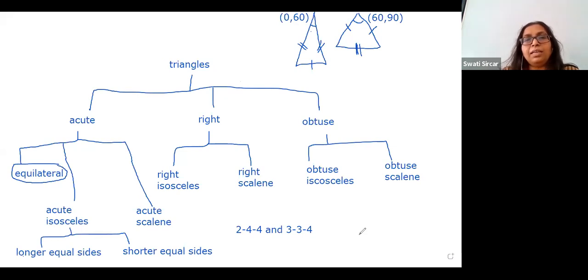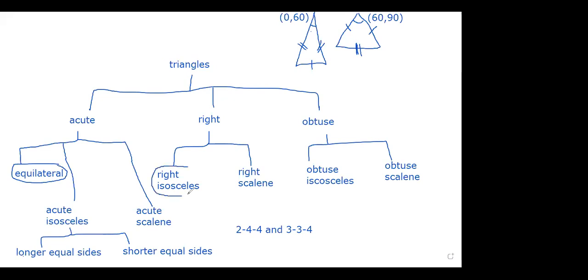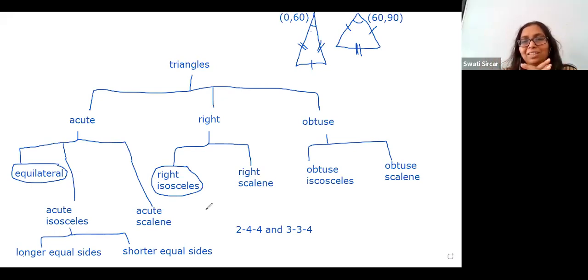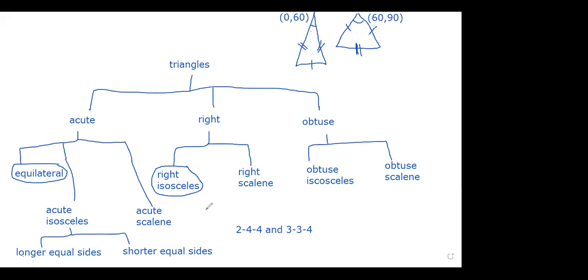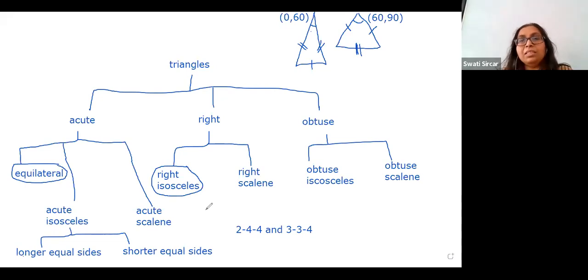There's one more triangle that acts as a border. Yes, and it's a border between which and which? Right isosceles. Yes, it is a border, but it separates which two types of triangles? Acute isosceles with shorter equal sides, and right isosceles. Yes, it separates acute isosceles, more precisely acute isosceles with shorter equal sides, from obtuse isosceles.